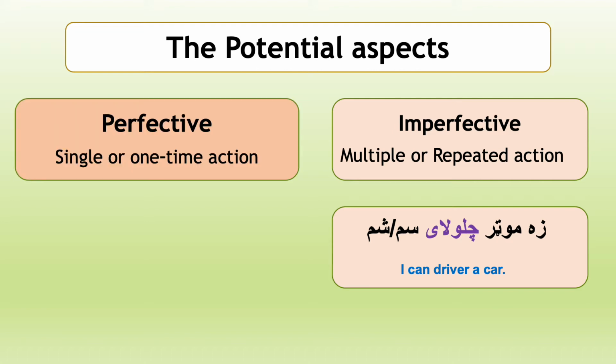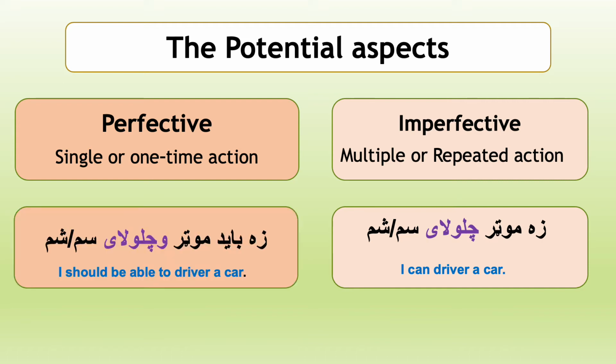The perfective aspect demonstrates single or one-time action. For example, the bike motor wachalawalaysam. I should be able to drive a car.